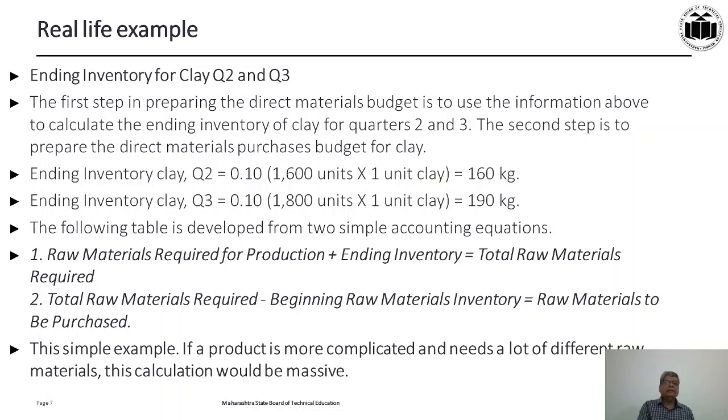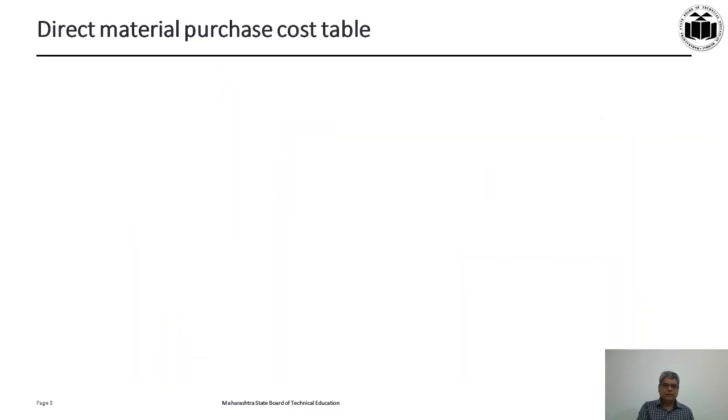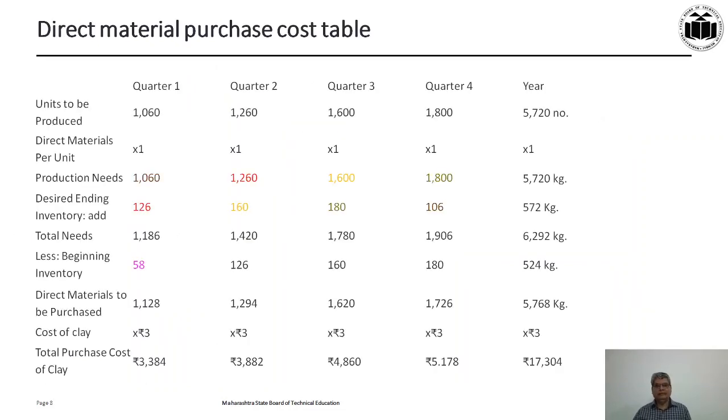Now this is a simple example. If a product is more complicated and needs a lot of different raw materials, this calculation would be massive as well as complex. But we are trying to understand material budgeting with the help of a simple example. So how to create that table?